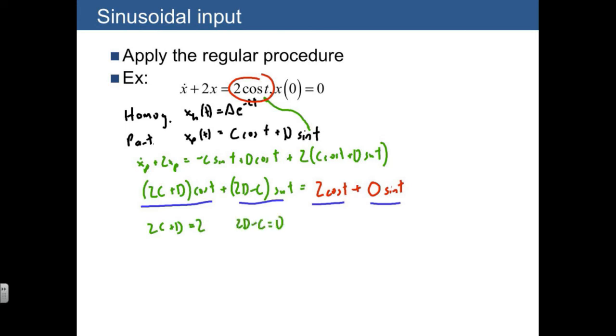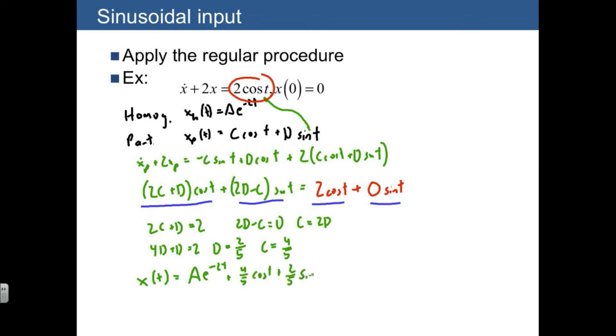This second equation tells us that C is equal to 2D. Then we can plug that into our first equation, which tells us that 4D plus D is equal to 2. In other words, D is equal to 2 over 5. And then that means C is equal to 4 over 5. So now we have our particular solution, which we can add to the original, so that we have A e to the negative 2t plus 4 fifths cosine t plus 2 fifths sine t.